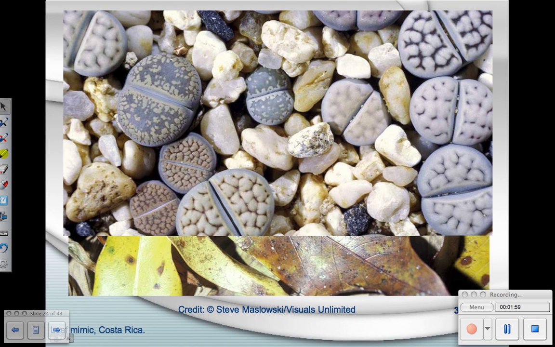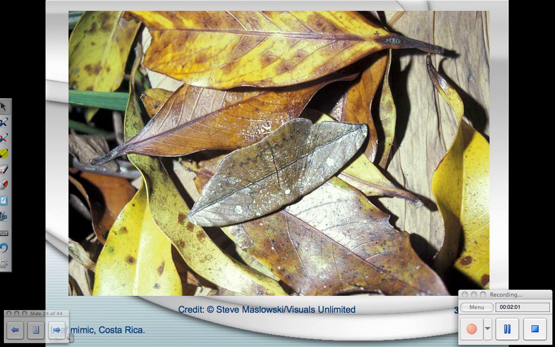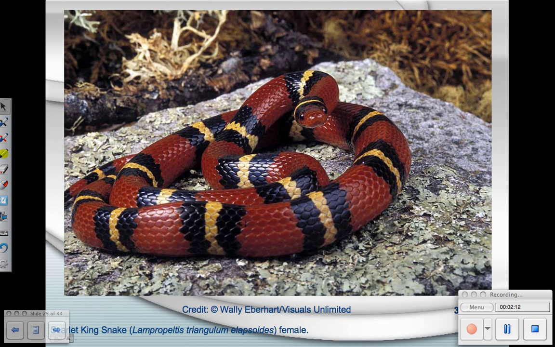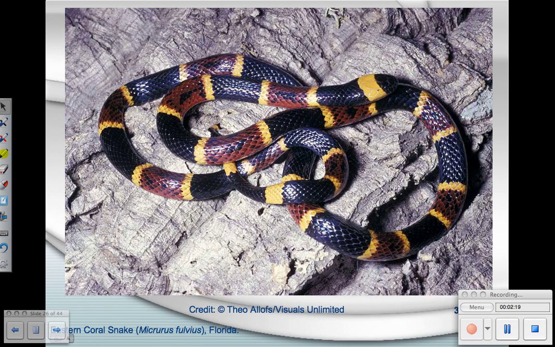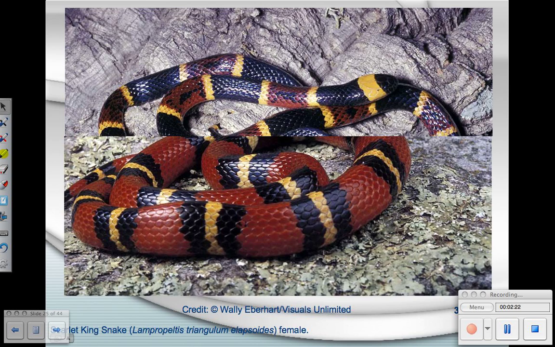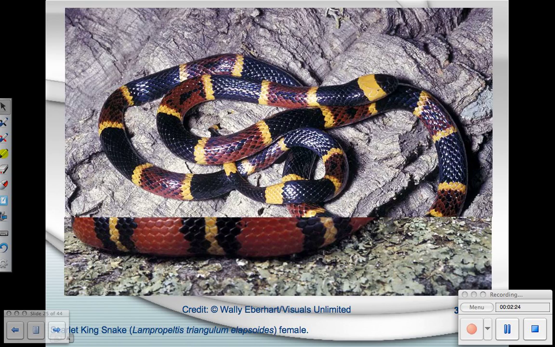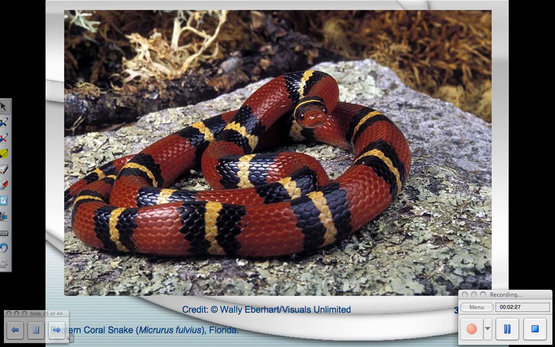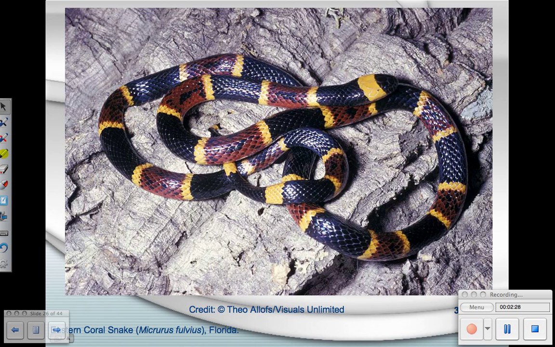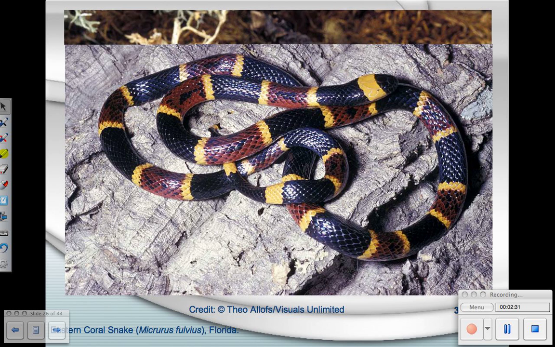it dwells within. Here you have an example of a leaf mimic, or basically an insect that hides just in leaf litter but exists there. Here you have a scarlet king snake, which looks like a coral snake or has similarities to it, but the coral snake is the poisonous one, and the king snake is just a mimic, trying to mimic those same coloring differences.